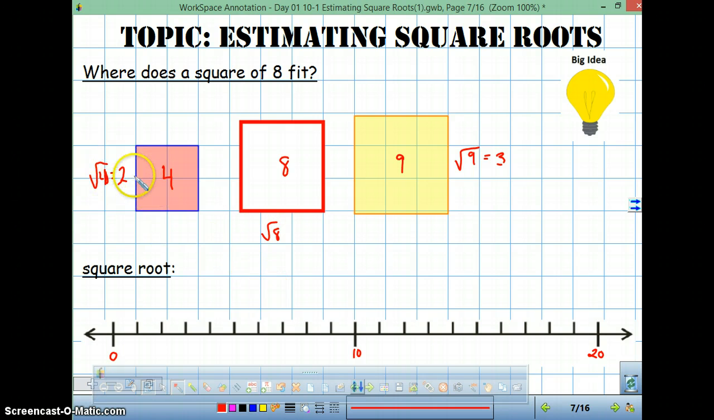So on a number line, we could put square root of 4 right here. This would be radical 4, exactly. And this would be radical 9, or square root of 9. Square root of 8 is going to be somewhere in here. Do you think it's going to be closer to square root of 4 or closer to square root of 9? Probably closer to square root of 9. I'll put it down below. Square root of 8. These two are called perfect squares. This one, imperfect square.